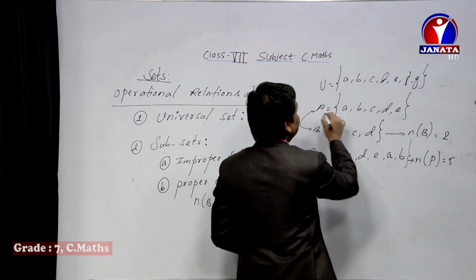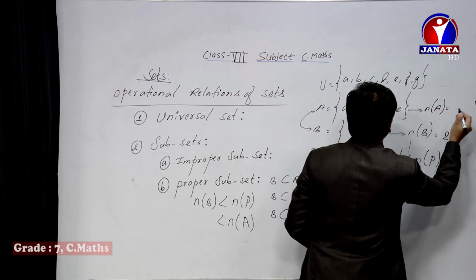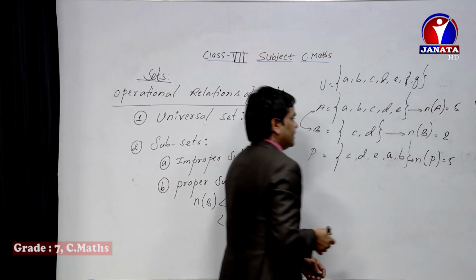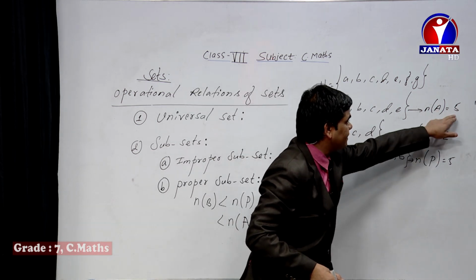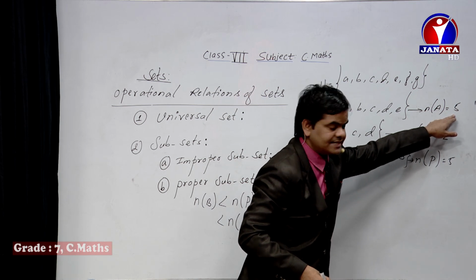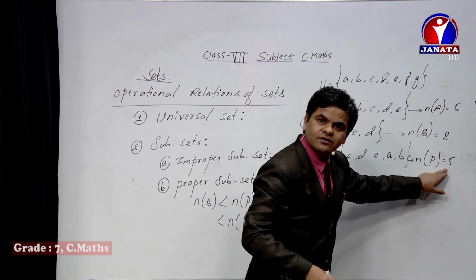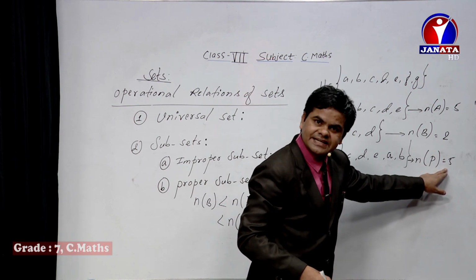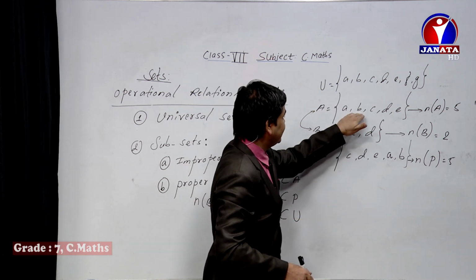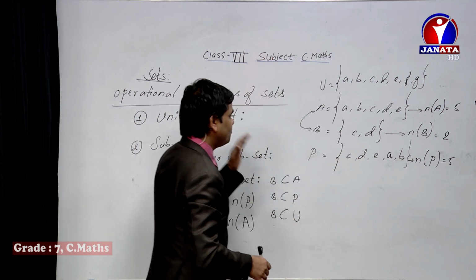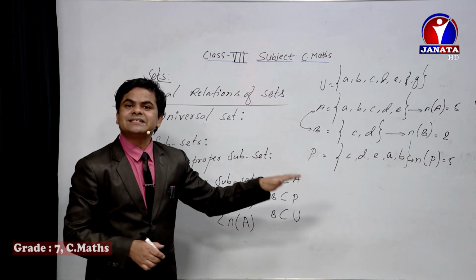Again, if you want to see how many elements are there in set A, the number of elements contained in set A equals 5. Look here. The number of elements in set B is less than the number of elements in set A. Similarly, the number of elements in set B is less than in set P. That's why, and because the elements of set B are included in A and also in P, set B is known as the proper subset of set A as well as set P.